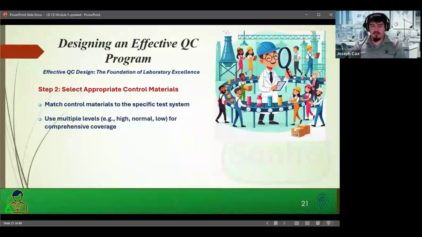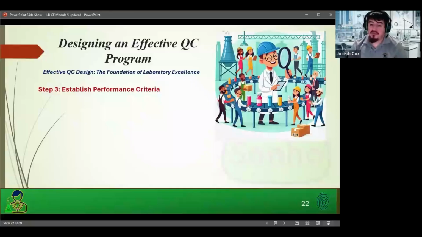And use multiple levels, high, normal, low, etc., for comprehensive coverage. Typically, you need to have at least two. If you're doing quantitative, you need to have at least a low and a high at the bare minimum. And then it doesn't hurt to have a third, kind of in the middle range. The more QC you have, the more you can drop. So it doesn't hurt to have more, and to cover a higher range of analyte concentrations.